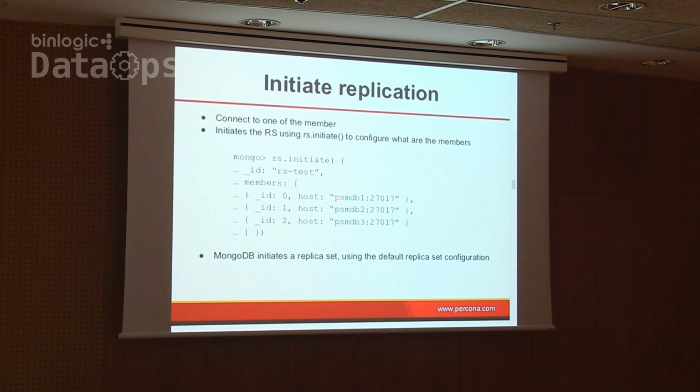So ID 0 node is PSMDB1. This is the default port. ID 1 is PSMDB2, and ID 2 is PSMDB3. So that's all. When I press my enter button, the replication initiates automatically. To configure a replica set, we just need to decide the name, and issue this kind of command on one of the nodes, and the replication will start. So this is a kind of magic. This is really a kind of magic.